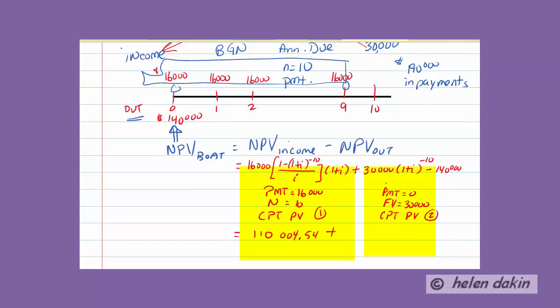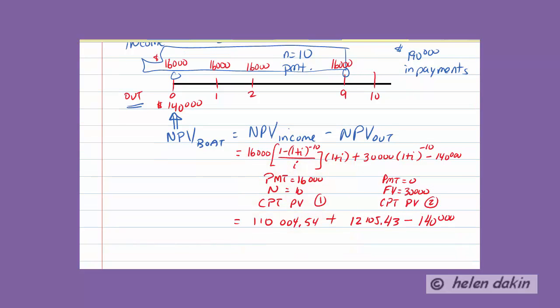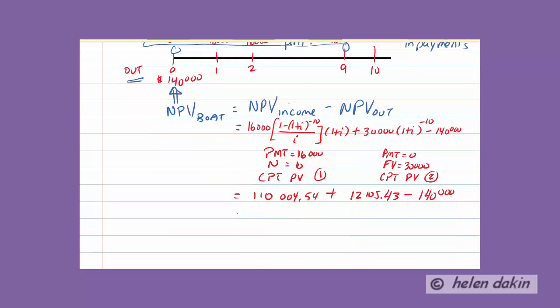That has a present value in today's dollars of $12,105.43, and that gives us a grand total. But we are going to subtract from that the $140,000 that it cost her to buy the boat today. So that gives us a grand total of $122,109.97. Subtract $140,000 today.